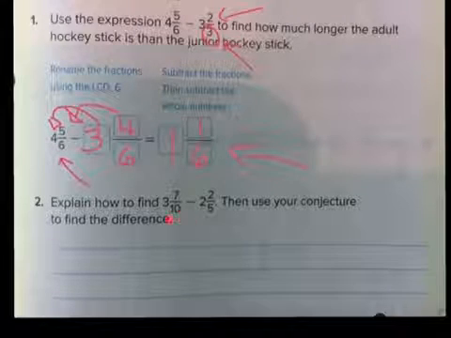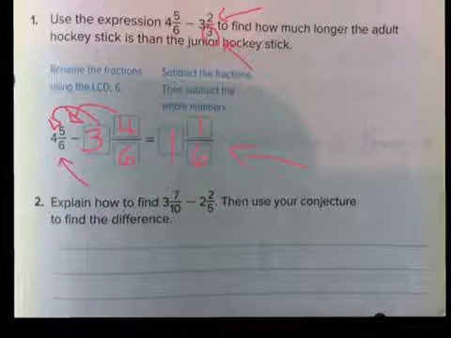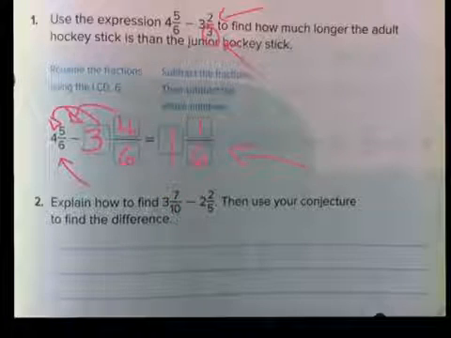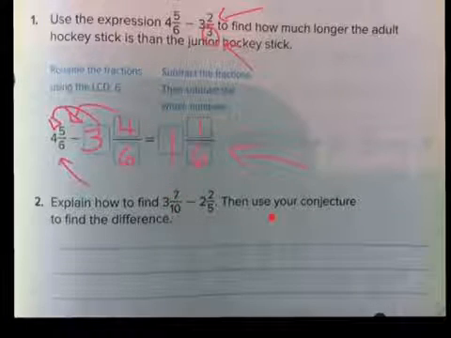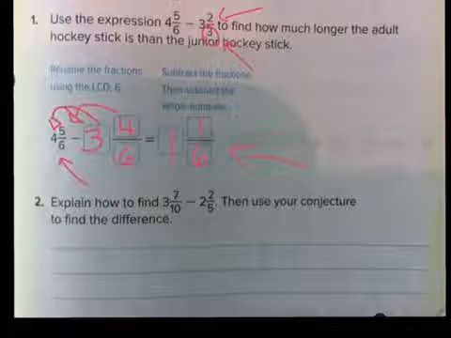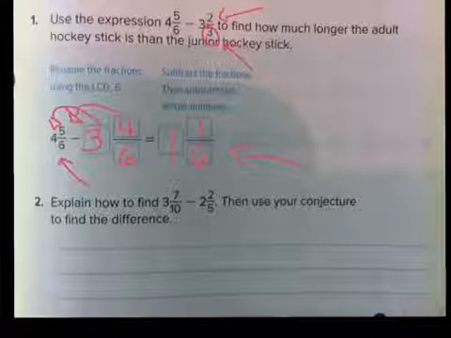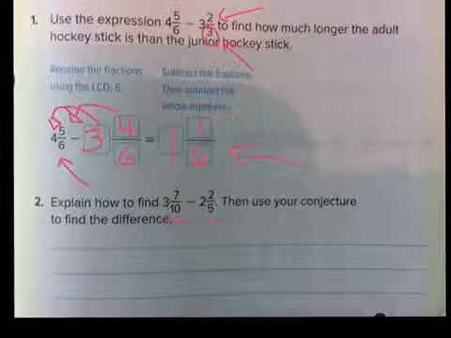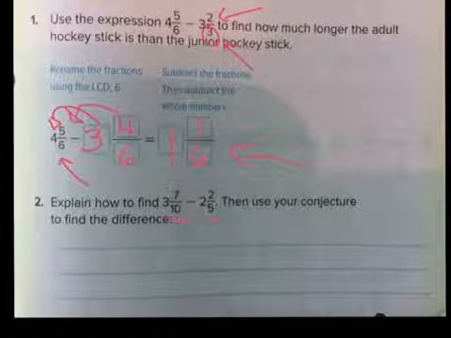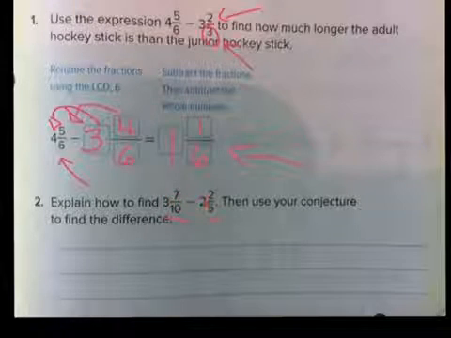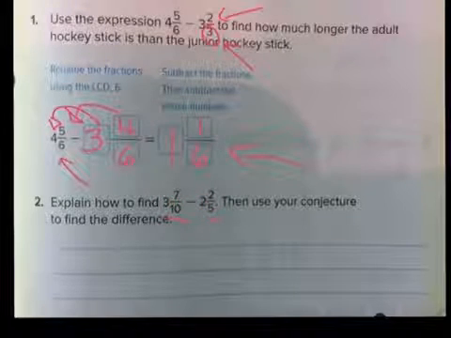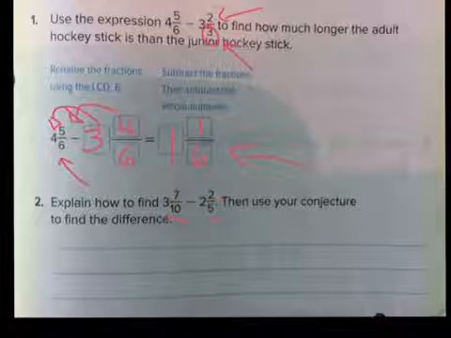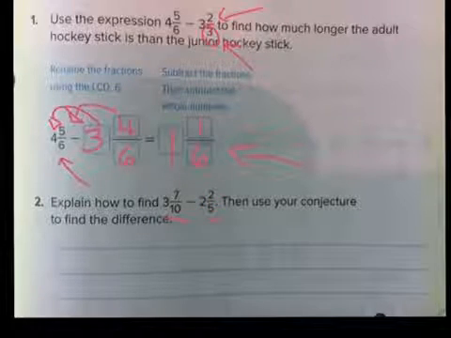Now, if I were to ask you, how do I do this one? Explain how to find 3 and 7/10 minus 2 and 2/5. Then use your calculator to find the difference. How would you find this one? Same thing, boys and girls. You have to find a common denominator, right? And you know that these are both multiples of 10. The first denominator here is 10, and the second one here is 5, 10. So you can change this one to 10, which means this 2 would change to 4 because you doubled it.